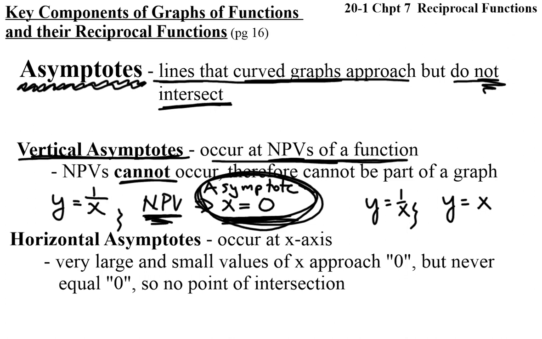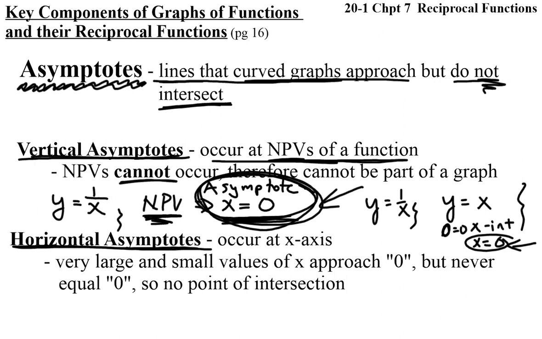Our NPV could also be thought of as just your x-intercept for the regular function. Our x-intercept occurs when y is 0. If y is 0, x equals 0 as well. So x equals 0, whether it's the NPV or the x-intercept. That's our vertical asymptote.